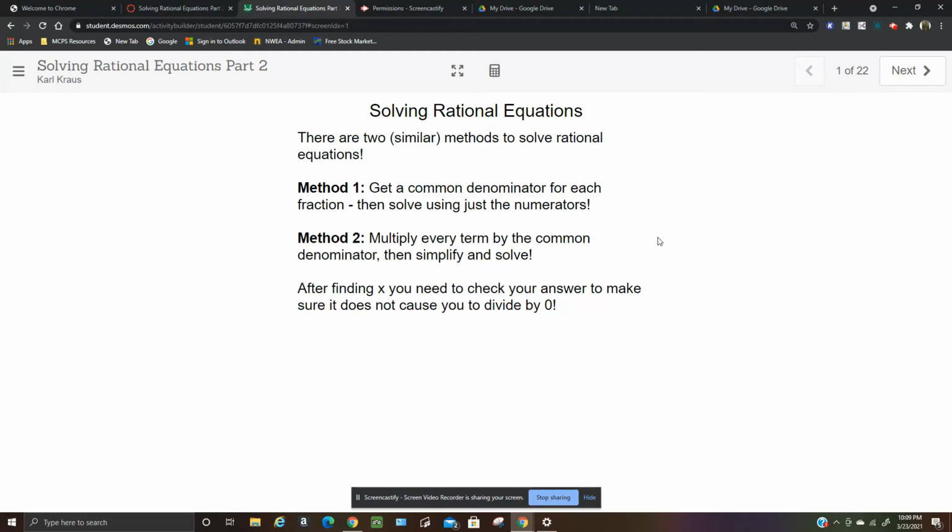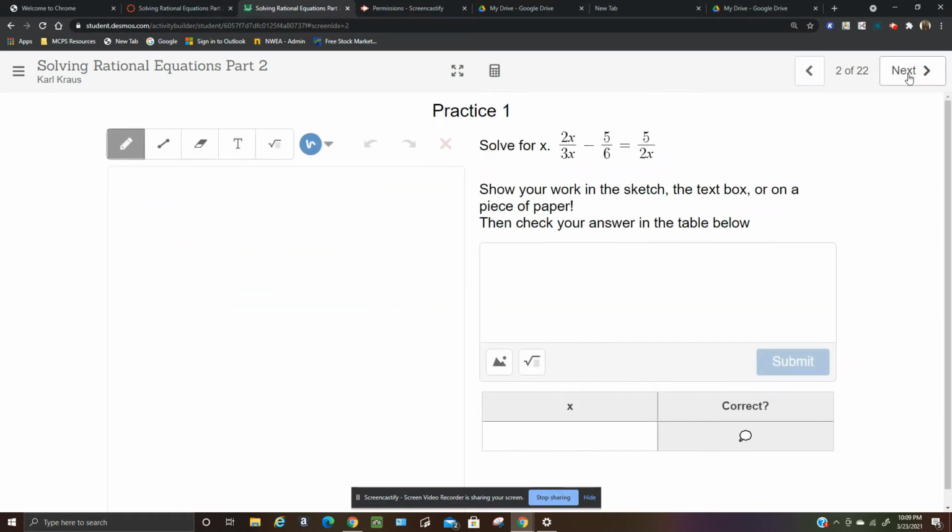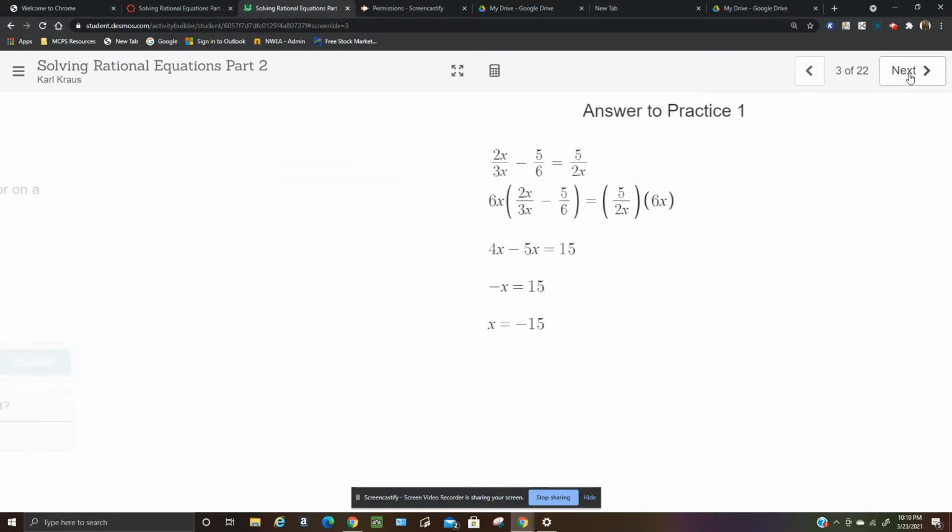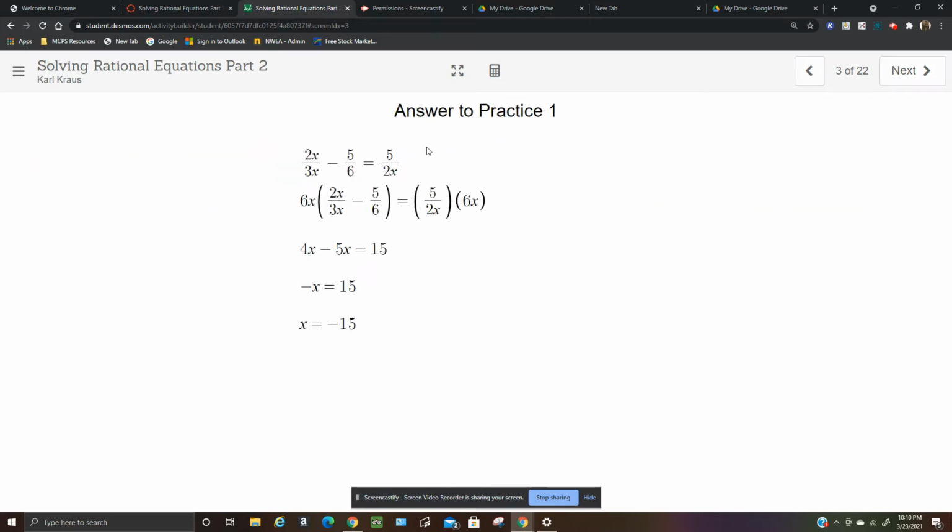This is a video of solving rational equations part 2. I'm just going to go over the extra practice because I already made a video of this practice, and if you notice, I put the practice slides from the last activity in this one, and then I put the answers right after the practice problem.